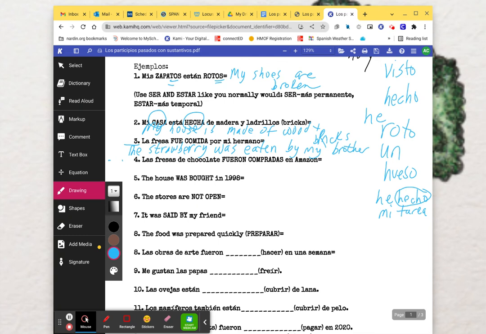So fue comida. Comida is agreeing with fresa, which is a feminine singular noun. So you want to make sure that your participios pasados, if you're using them as adjectives, agree in number and gender with the nouns.